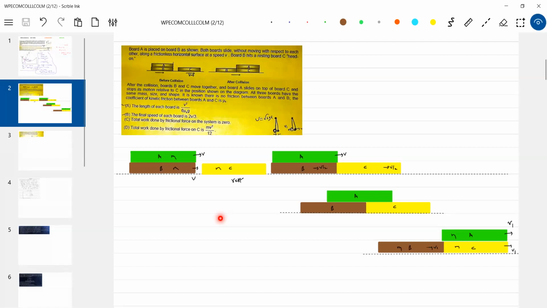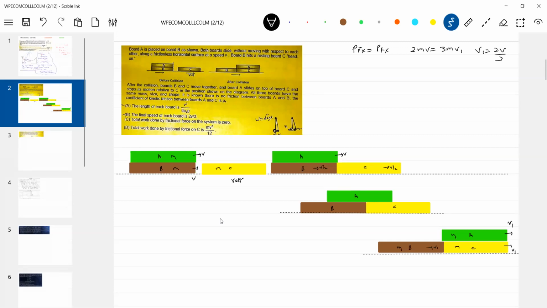Okay, first the boards B and C will collide. We'll come to the second and third diagram. So can we apply conservation of linear momentum to get V1? Applying conservation of linear momentum, initial momentum equals final momentum. So based on that, 2mv equals 3mv1. So v1 equals 2v by 3.